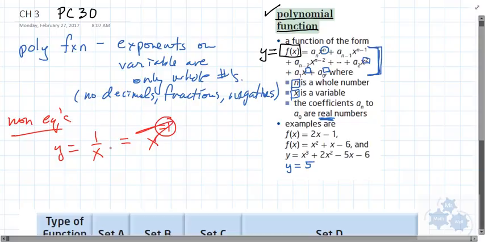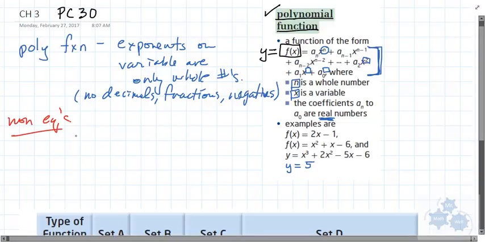Okay, so when you said fraction, yes and no. You can have a fraction as a coefficient. Like this is okay, 1/2 x. That fraction's okay. But you're right. If x is in the denominator, that's not a polynomial function. And we're going to talk about the types of functions where x is in the denominator in another section. Okay, so that's an example.